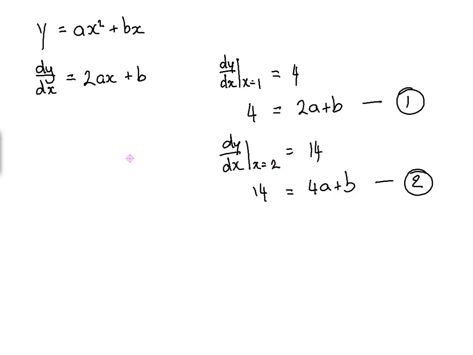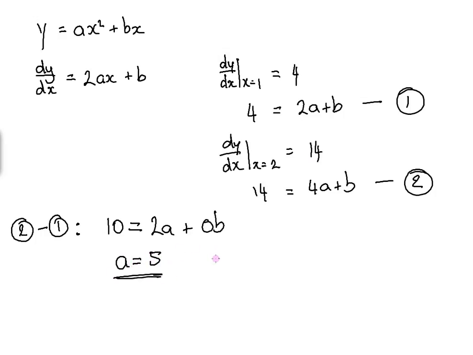So now we can solve these. We see that there's a common b term in both, so I'm going to say, what is my second equation minus my first? That's going to give me, first of all, 14 minus 4 is 10, is equal to 4a minus 2a, which will leave me with 2a, plus b minus b, 0b. So a will equal 5, just rearranging.